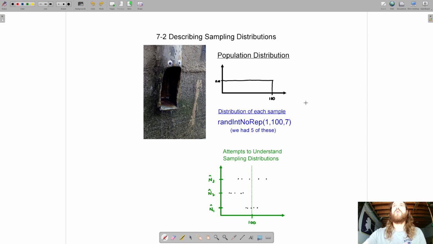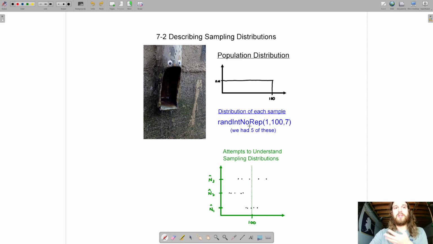to last time. We had our population distribution that we were doing on our calculators, generating a random number from 0 to 100. Each number had a 1 in 100 chance of being selected. So this was our population distribution that we were sampling from. And then each group generated 5 random samples without replacement from a population of size 100, and you generated 7 numbers, but you did that 5 times.